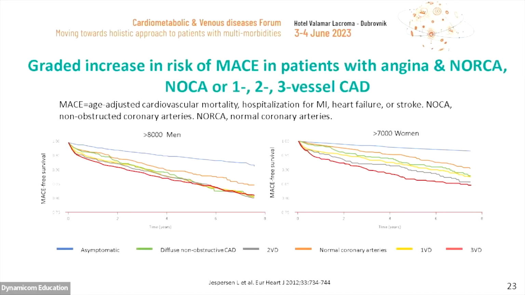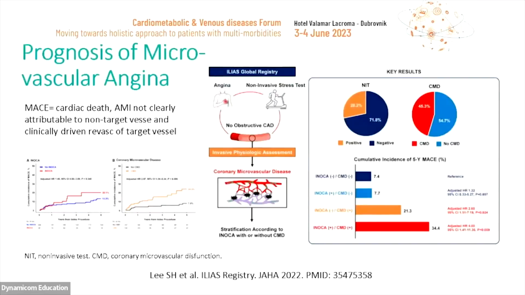These are event-free survival or pretty hard endpoints. And you can see it's really very graded, because then in green, you have the diffuse non-obstructive, and then you have the one, two, and three vessel disease that in this paper, which is quite large, are not significantly different, but I think we agree that it's a graded increased risk of MACE in patients that go from angina and normal coronary arteries to NOCA to one, two, three vessel disease. I'm concluding, yes. This is the ILIAS registry that I meant to say.